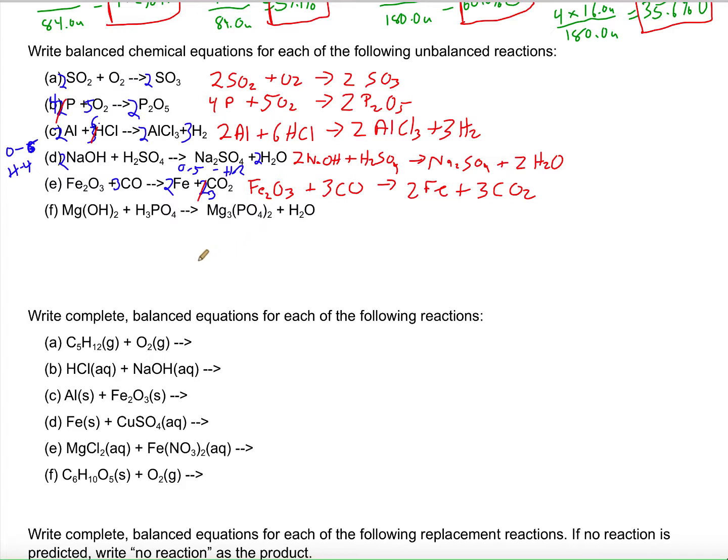Now our last one to look at here for this section says we're taking these compounds and combining them together. So let's look at our different compounds we have to look at here. First of all, we have magnesium on both sides. We have 3 magnesiums here, only 1 here. So let's put a 3 there in front of magnesium.